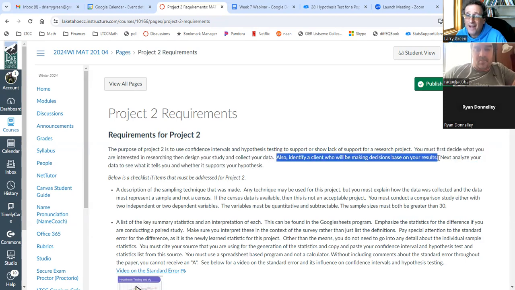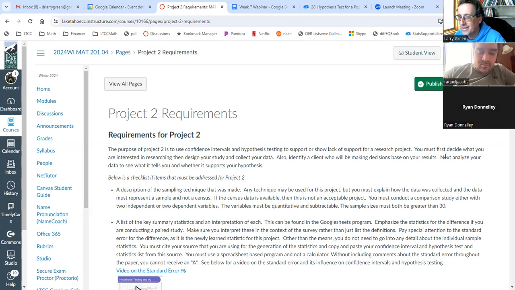Like project 1, you have to identify a client who will be making decisions based on your results. Should say based, sorry about the typo. Okay, and next, you're going to analyze the data to see what it tells you and whether it supports your hypothesis.